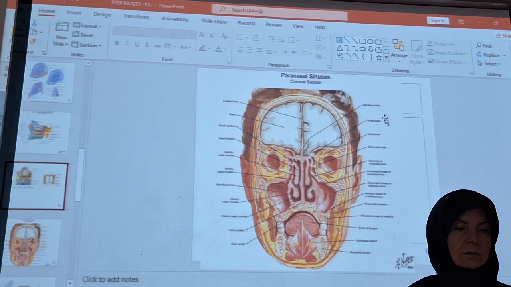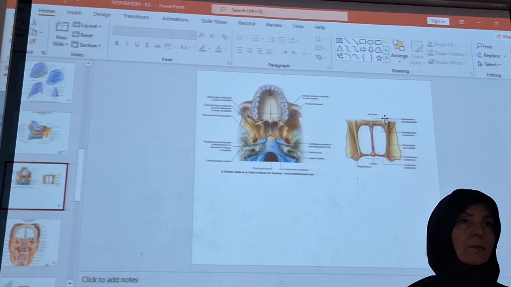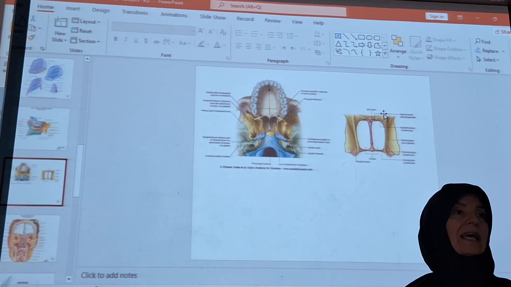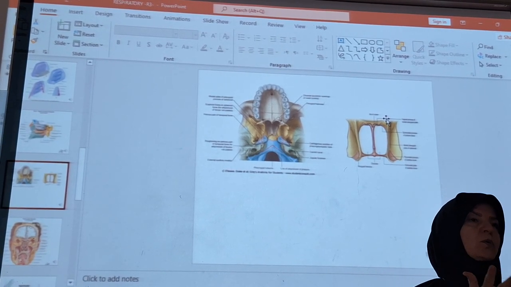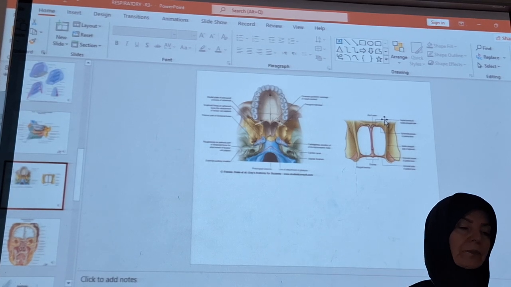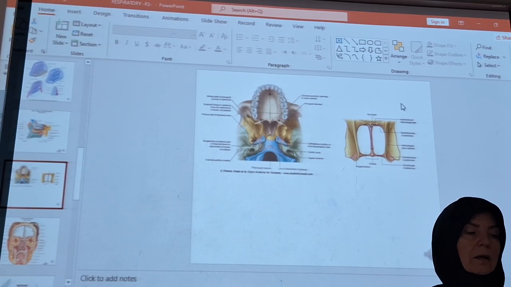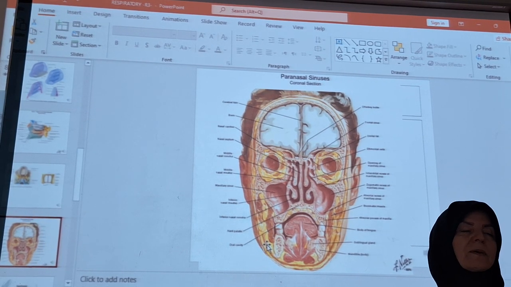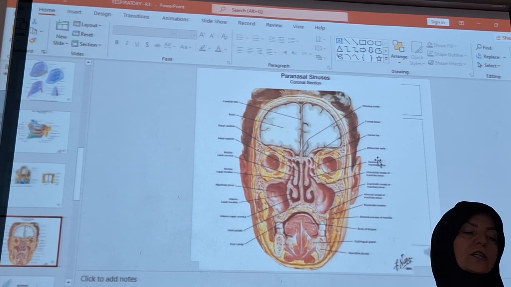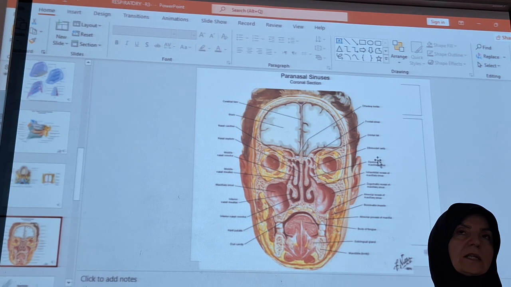Naturally, the medial plate of the pterygoid process. Again, the medial plate of the pterygoid process belongs to the sphenoid. Okay? Now, here, I come back to this picture again. Coronal section of the nasal cavity.